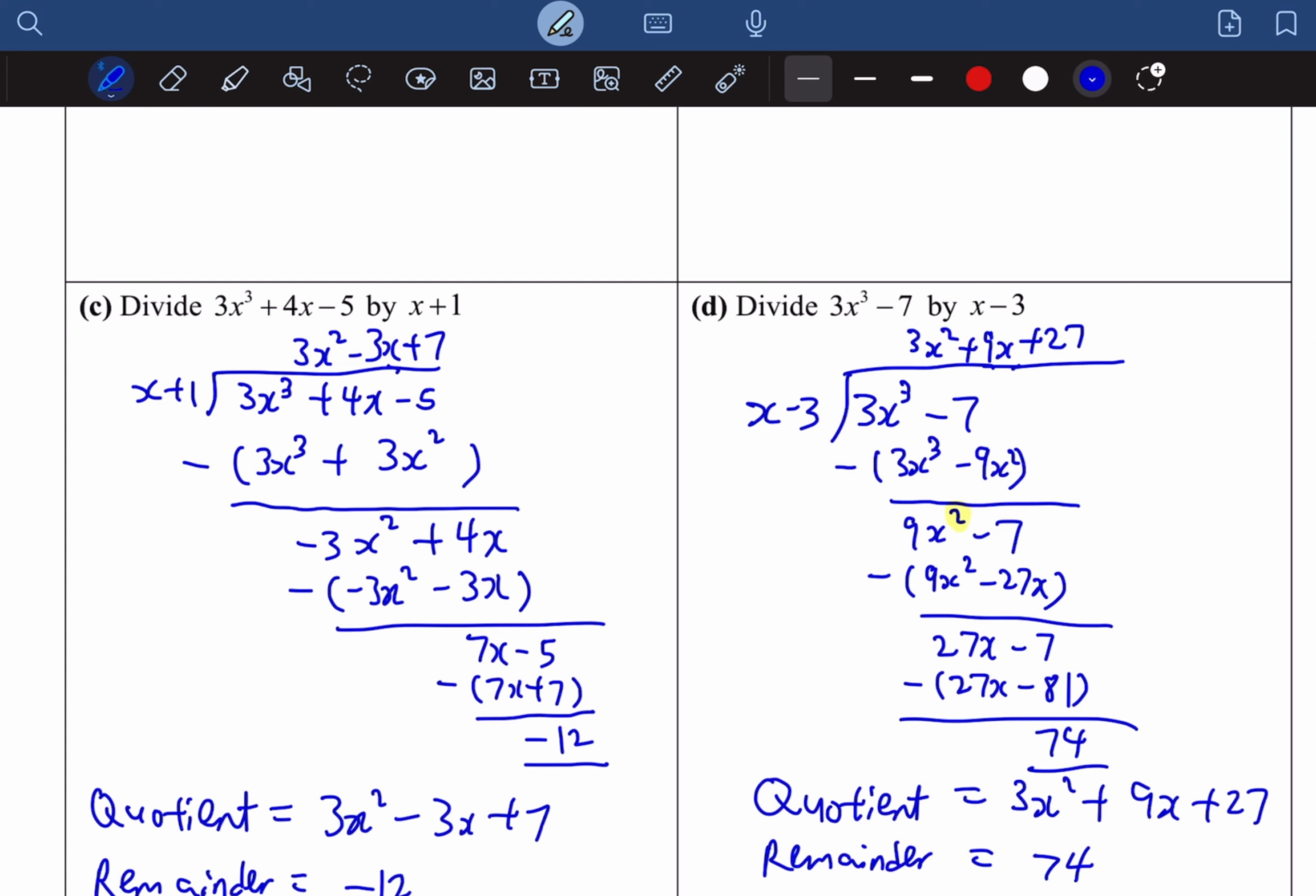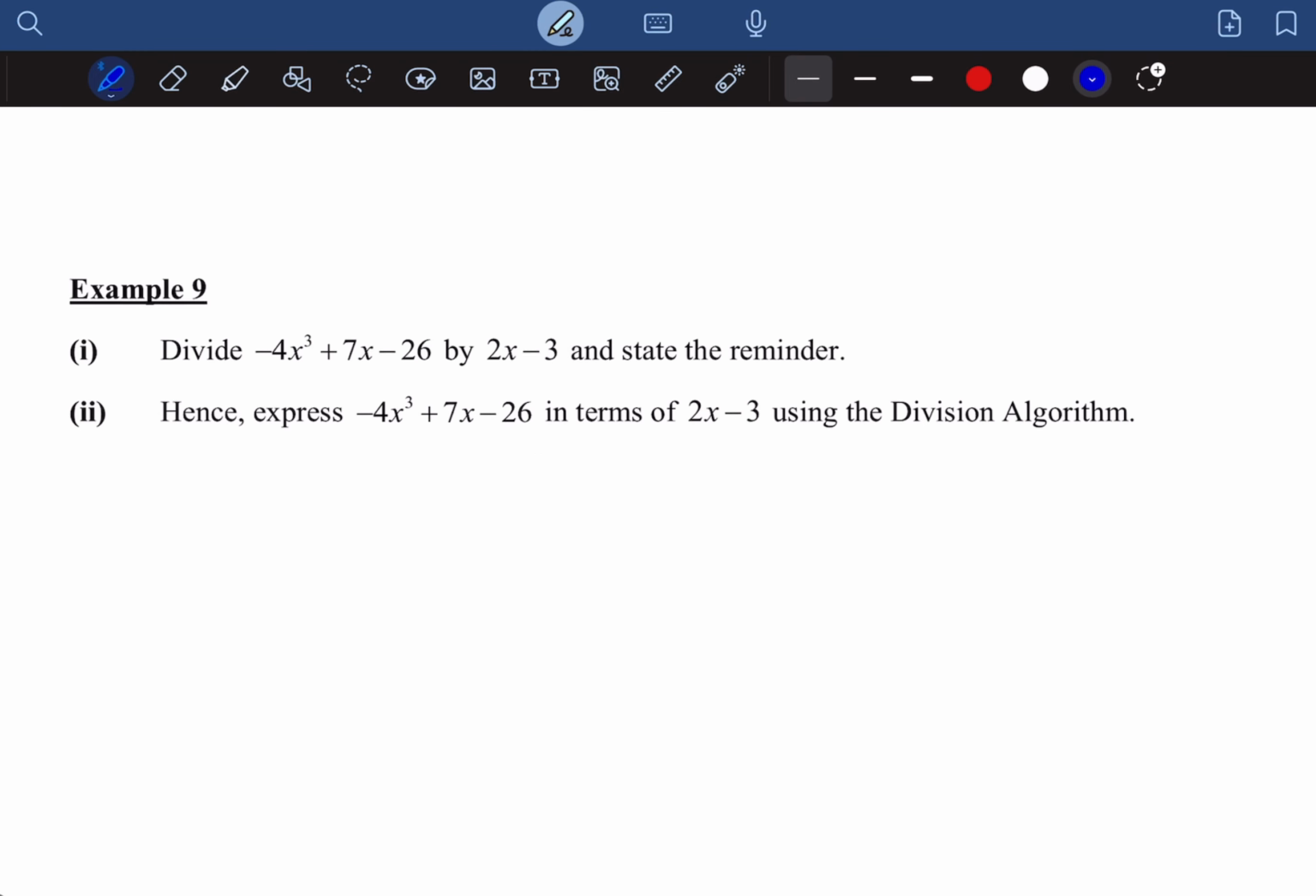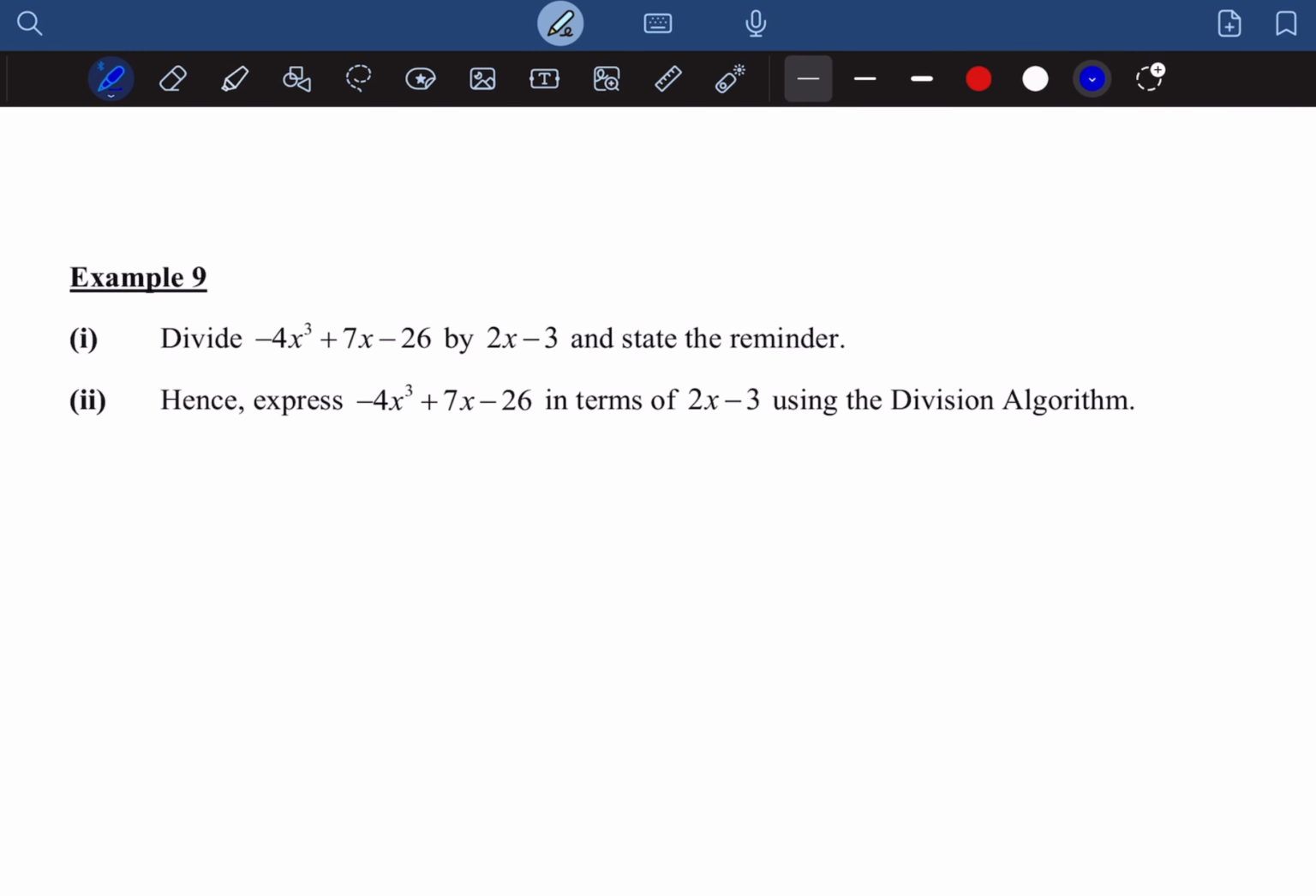One more long division which I can let you all try out. So for this, I'll give you the answer for part A, and I'll do the part B. The remainder here is negative 29. The quotient will be equals to negative 2x squared minus 3x minus 1.